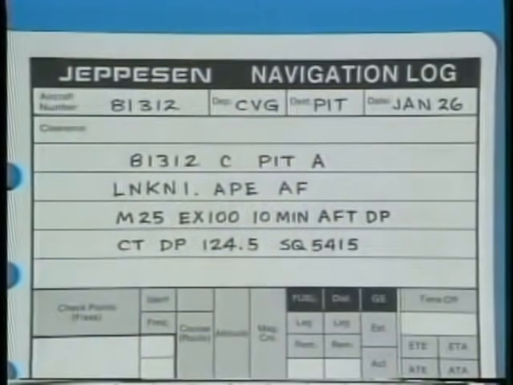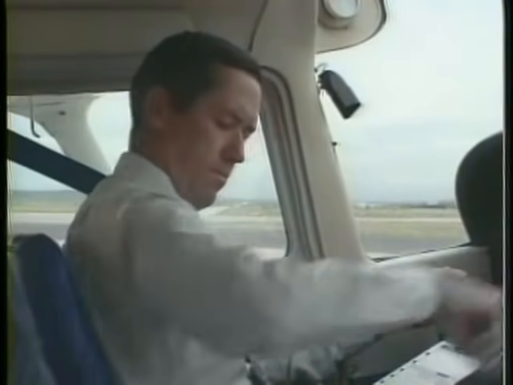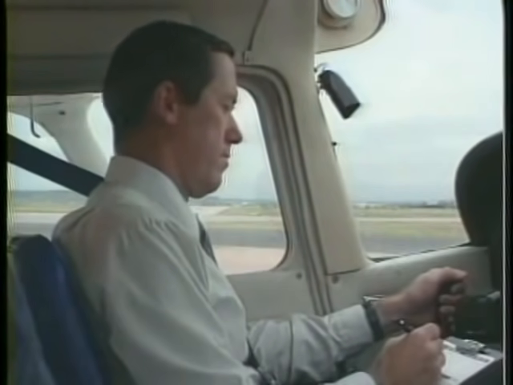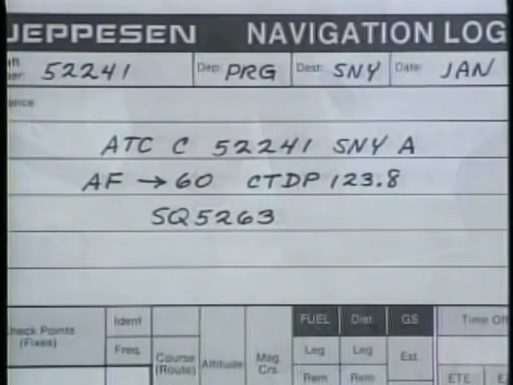The final items in the clearance are the assigned radio frequency and transponder code. "Contact departure control on 124.5, squawk code 5415." Not all of your clearances will be complicated or lengthy. For example, you might be issued this clearance. "ATC clears Cessna 52241 to Snyderville Airport as filed, cruise 6000. Contact departure control on 123.8, squawk 5263."